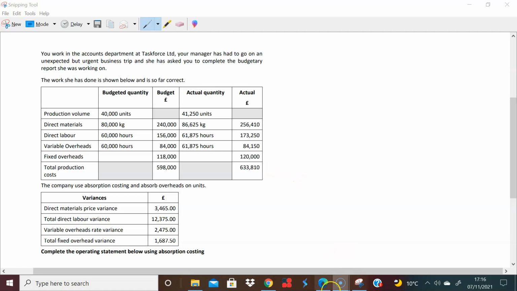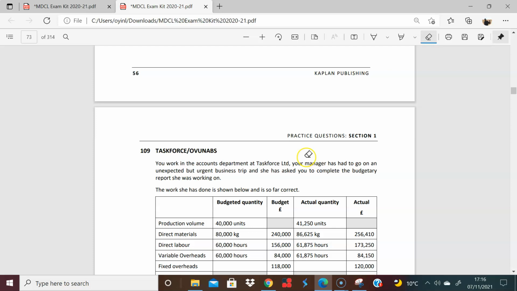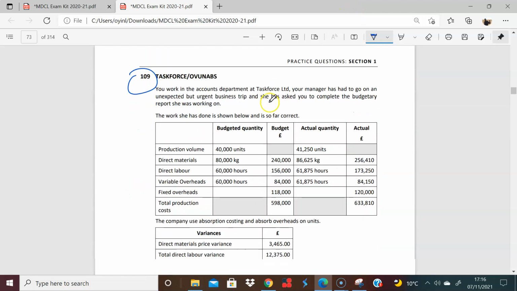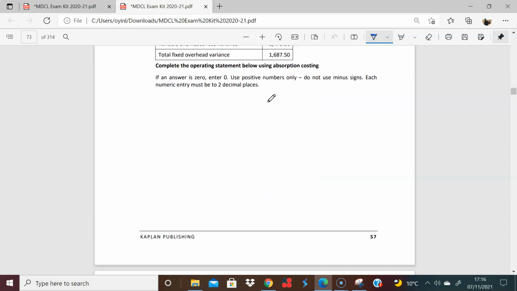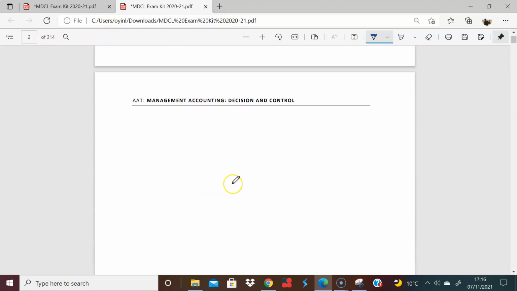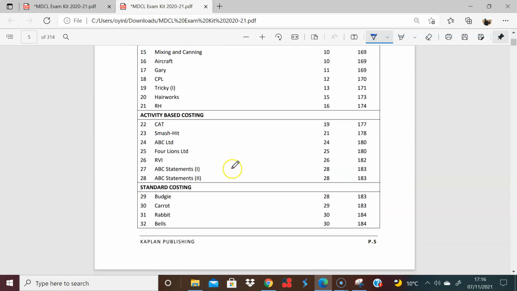Okay, right. So this question is question 109. This is a good question. This is the main question I'm going to do to illustrate the topics of variance. Let me just go to page 70. I just want to show you what I mean.